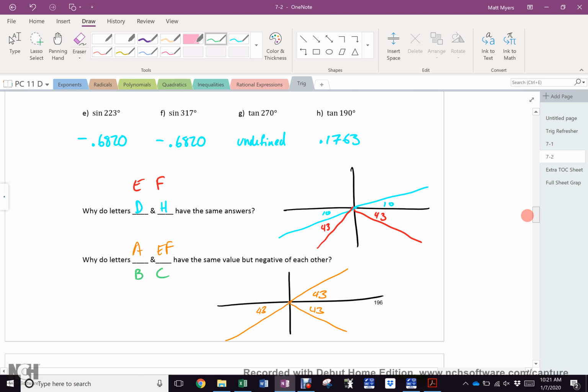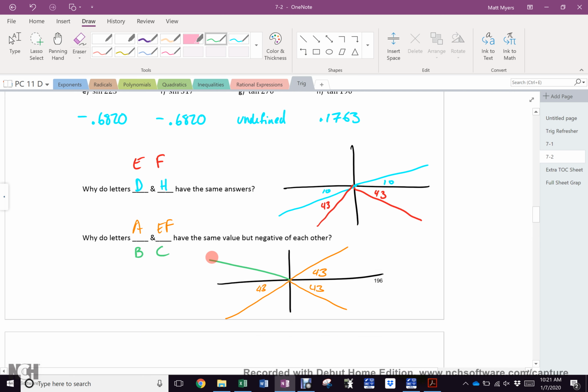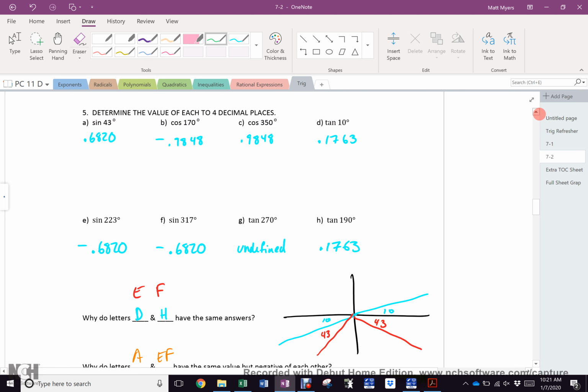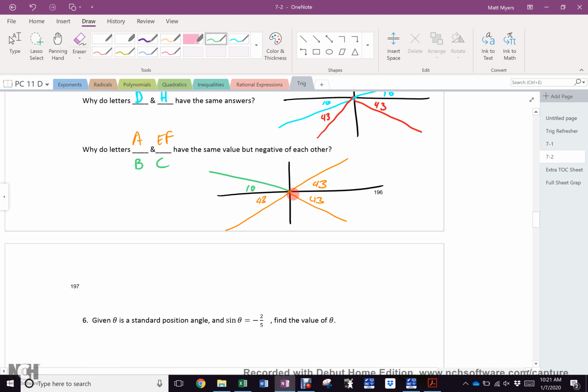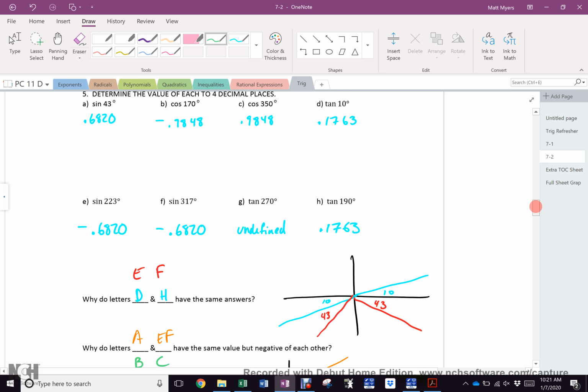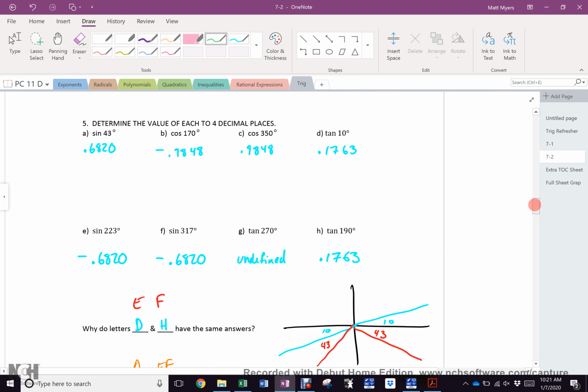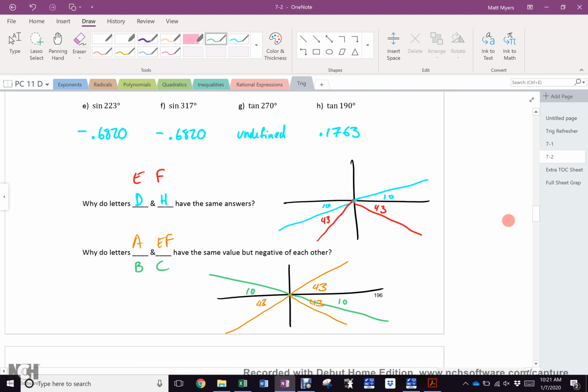And then for B and C, where's B? B was 170. 170 is right there, yes? With what? 10 again, right? 180 minus 10, yeah? And where is F? Or sorry, C. C was 350, which is right down here with 10. No, it wasn't C. Yeah. They're opposite, because what's positive down here? Cosine. So the reference angles.